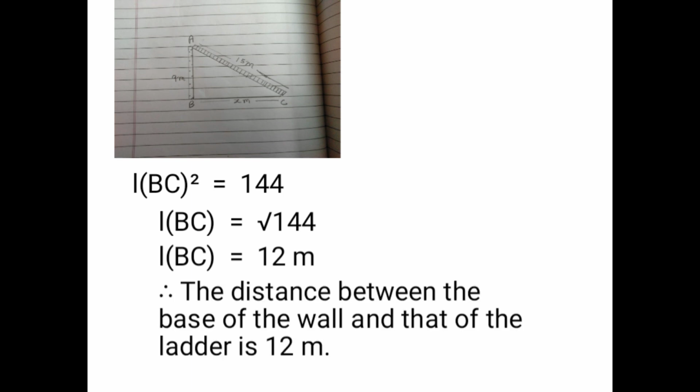Length of BC square is equal to 144. Now remove this square symbol. After removing the square symbol, it becomes square root. You have to put square root here. Length of BC is equal to square root of 144. Length of BC is equal to 12 meter. Therefore, the distance between the base of the wall and that of the ladder is 12 meter.